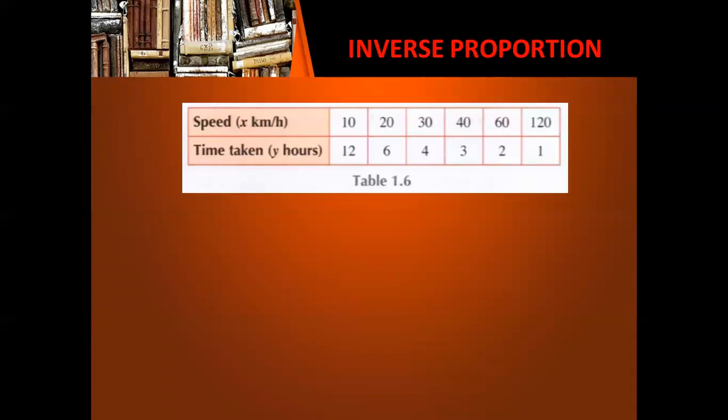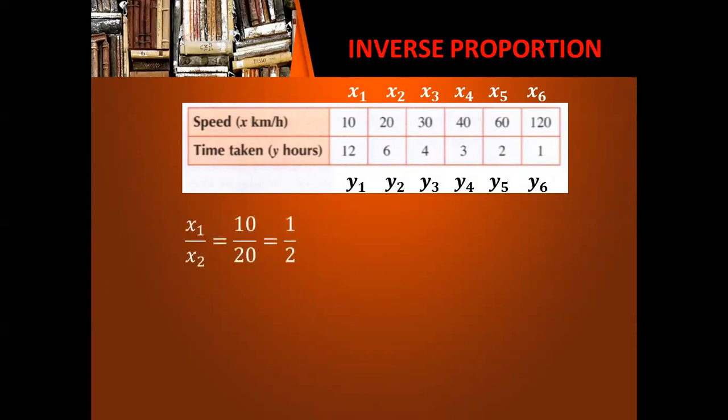We still have this table, but this time let's label the values for the speed and time to be x sub 1, y sub 1, x sub 2, y sub 2, and so on. Now, let's look at the ratio of two speeds in this given table. Say, for example, x sub 1 over x sub 2. This gives us a ratio of 1/2.